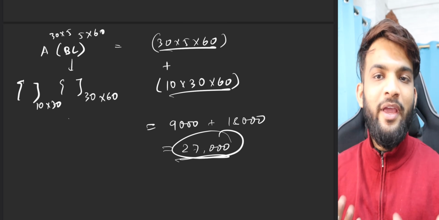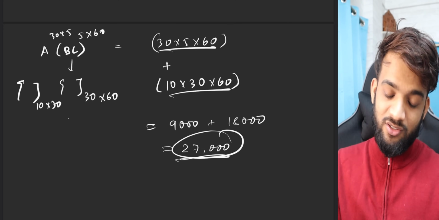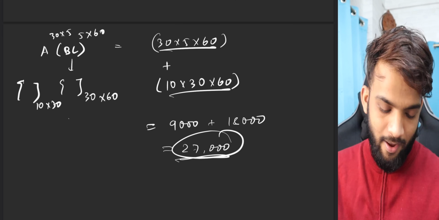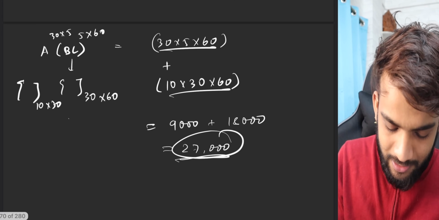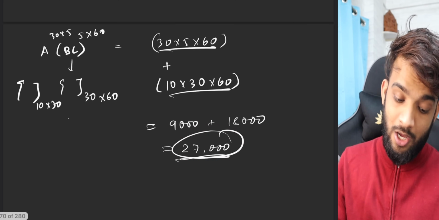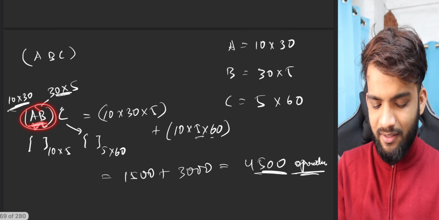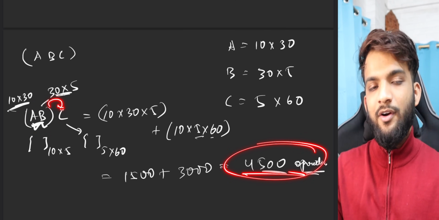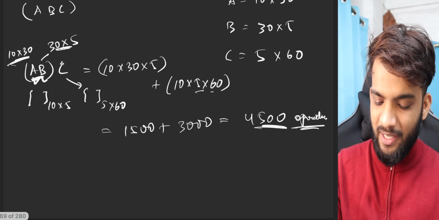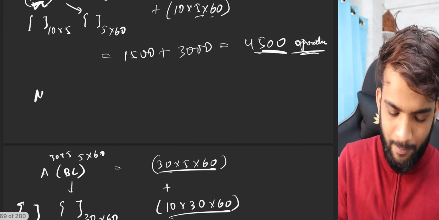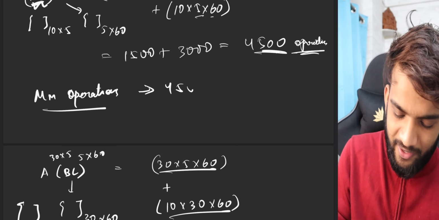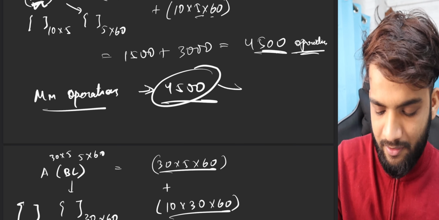So which way of multiplying these three matrices was a better way? I can say if I multiply this way, I will take 27,000 multiplication operations. But if I multiply first AB and the resultant with C, then I'll just take 4,500 operations. Is there any other way? Obviously not. So what I figured out was the minimal operations required. Yes, the minimal operations required was 4,500. So I want you to print this.